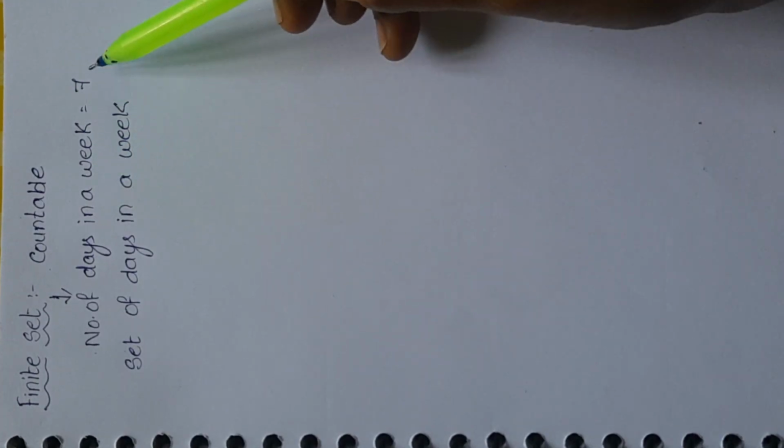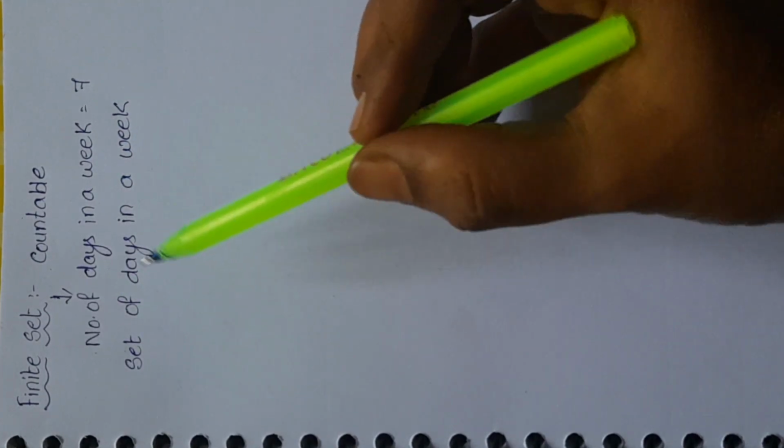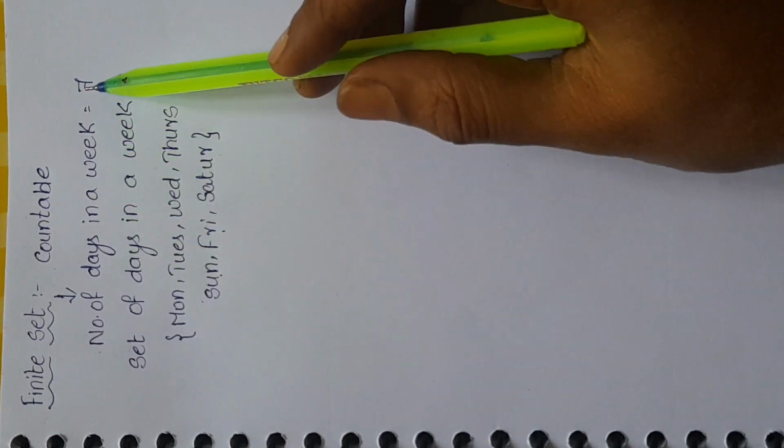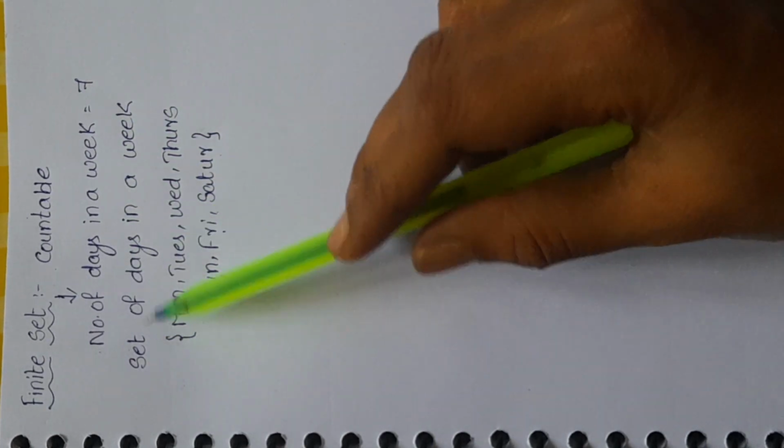Next set is the finite set, that is, the number of elements in this set can be counted. The number of days in a week is 7. Here the set of days in a week, that is Monday, Tuesday, Wednesday, Thursday, Friday and Saturday and also Sunday. Here the number of days in a week is 7, that is countable. So the set of days in a week is a finite set.